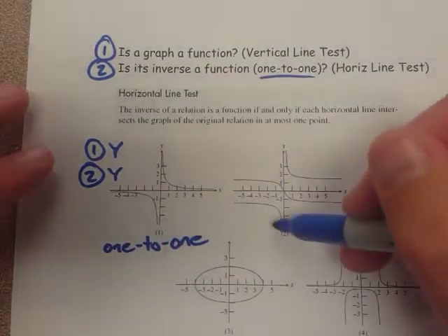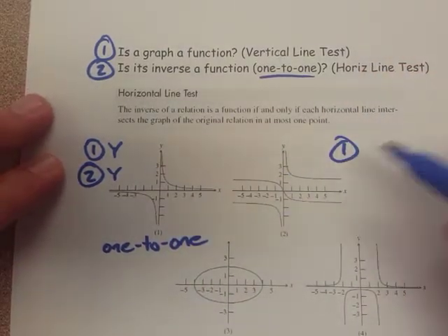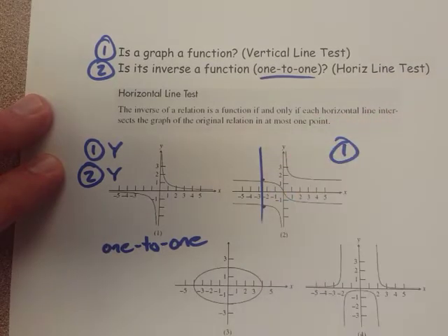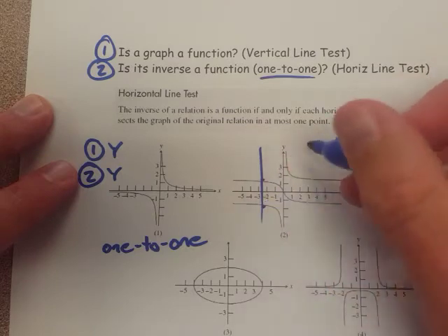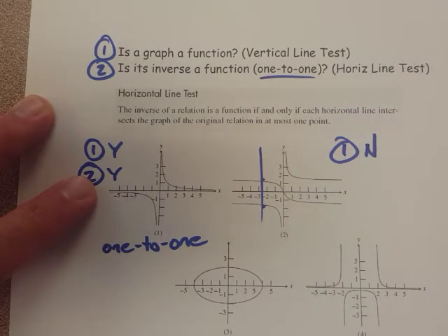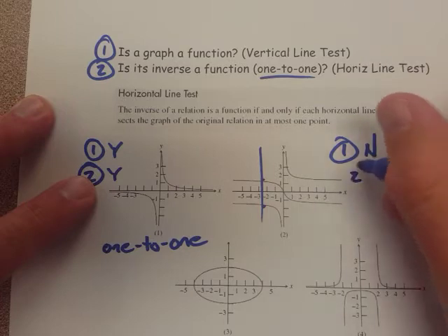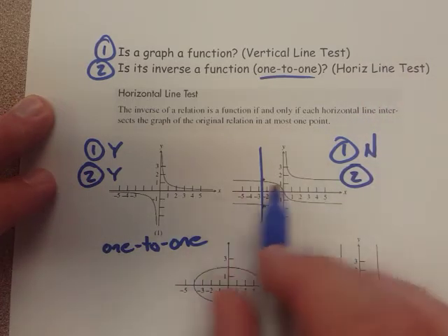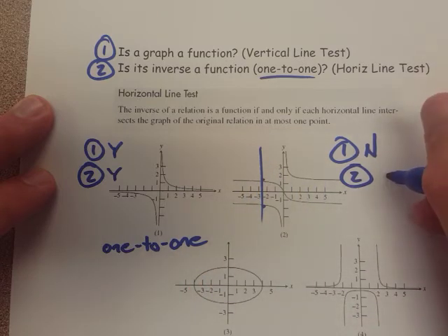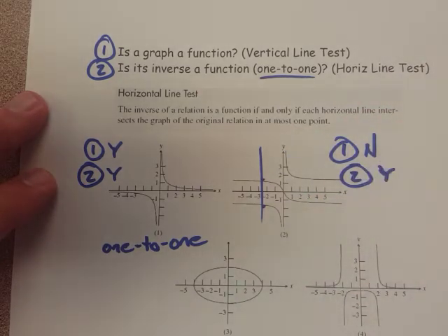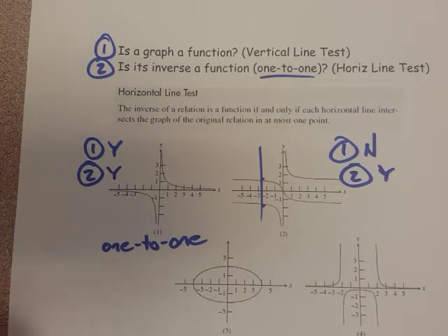For this next one here, first question, is the original a function? I would say no, because it passes through 2 points at that spot and a lot of other spots. So no, that original is not a function. However, the inverse, if we flip this over, horizontal line test, that actually would pass in this case. We don't call it a one-to-one function because it's not actually a function, but the inverse would be a function.